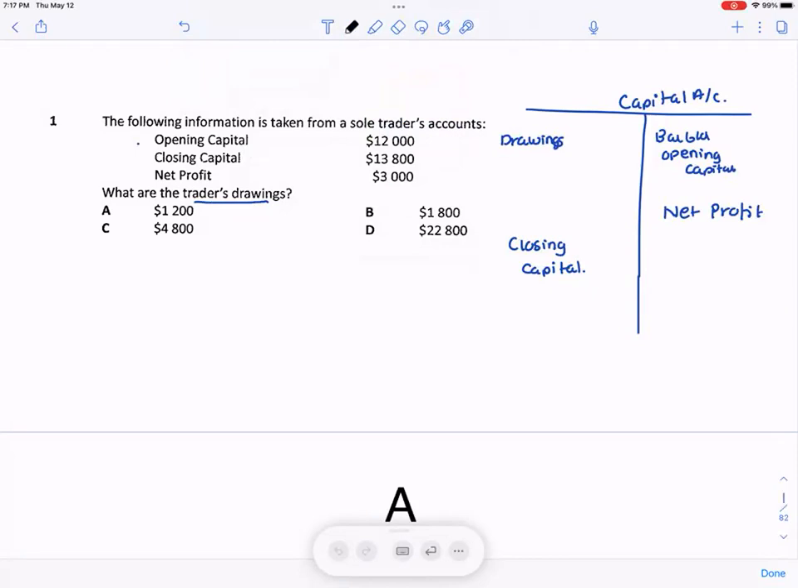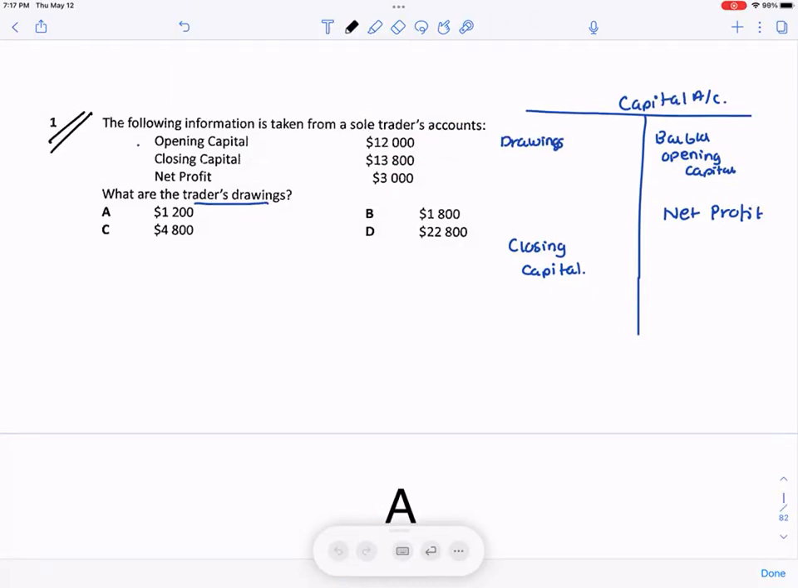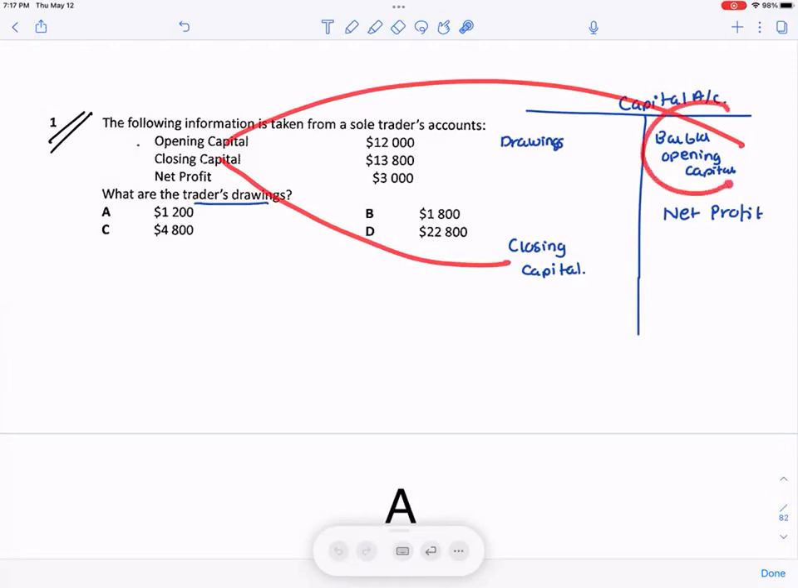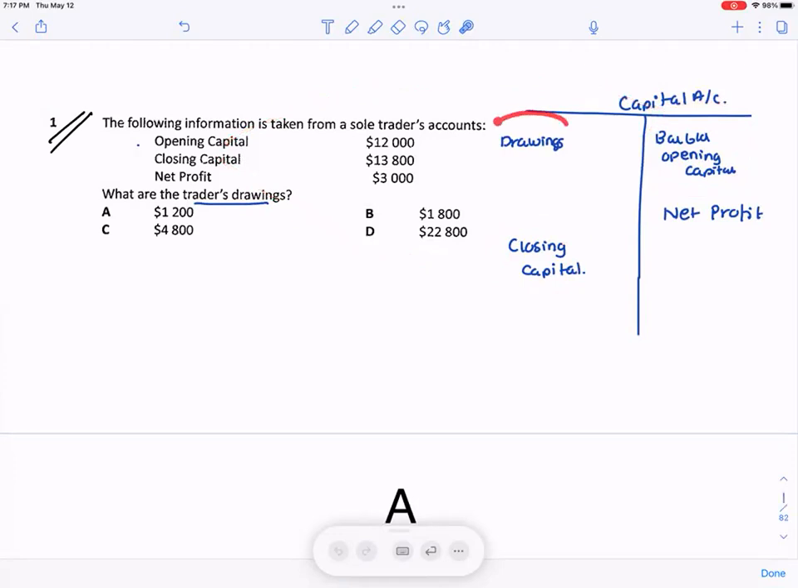Can you all give me the answer for drawings? Miss, balance is not given, so what do we do? Opening capital means balance brought down. Okay. Opening capital, balance closed down. Opening capital same side, closing capital opposite side. Here you have drawings and your net profit. They want you to find the drawings. Do you know how to calculate drawings?